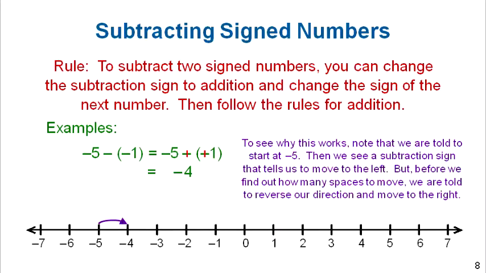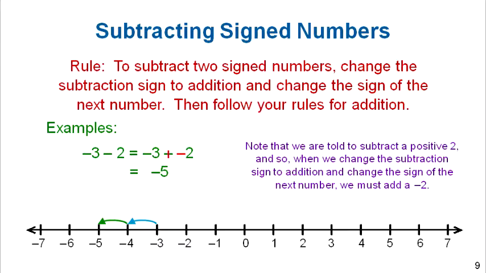To see why this works for this example, note that we are told to start at -5 on the number line. Then we see a subtraction sign, which should tell us to move to the left. But before we see a number that tells us how many spaces to move to the left, we see a negative sign that tells us to reverse our direction and move to the right. So, to work this problem, we need to start at -5 and move one space to the right. Note that this is exactly what we should do if we want to add -5 plus +1.